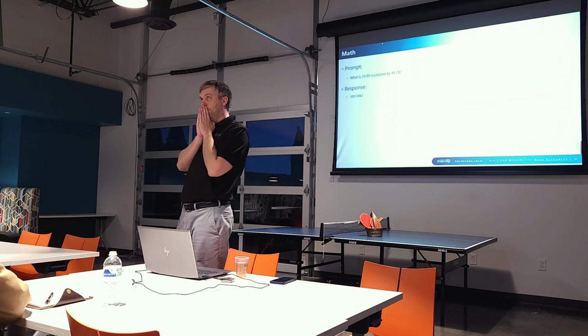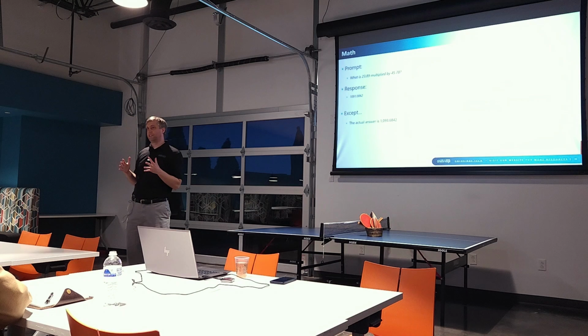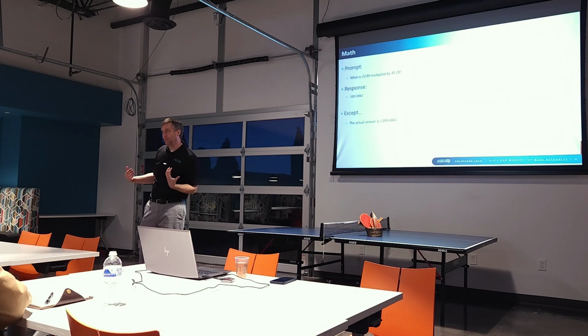So, math. Here's a very simple example. What is 23.89 multiplied by 45.78? Pretty cool, right? It just gave you the answer, except it's wrong. That is not the answer. It's actually 1,093.6842. GPT is bad at math, which is very strange because it's running on supercomputers. It has memorized two-digit addition, subtraction, division, multiplication. But as soon as you get beyond 100 or so, or you start adding decimal places, then it begins to really fall apart.